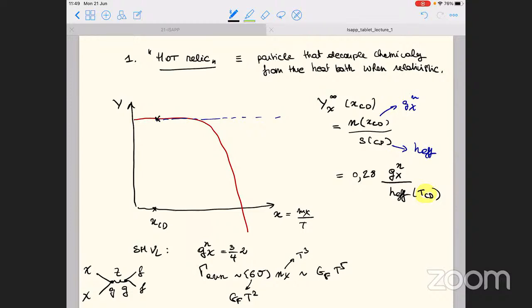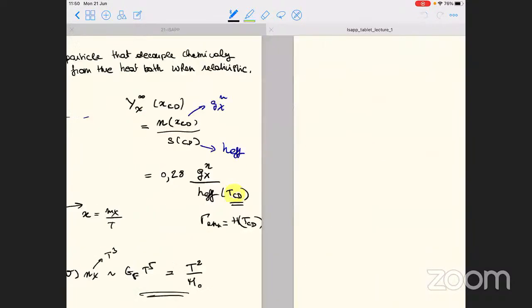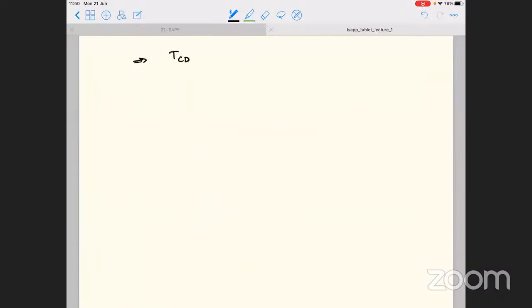In order to find out the temperature of chemical decoupling, I need Gamma annihilation equal to the Hubble rate at the time of chemical decoupling, which is nothing but, as you might remember, temperature squared divided by M_0, which is essentially the Planck mass up to the number of relativistic degrees of freedom and a factor of 1.66. If you do your maths, you will end up with the temperature of chemical decoupling of such a particle being of the order of MeV.